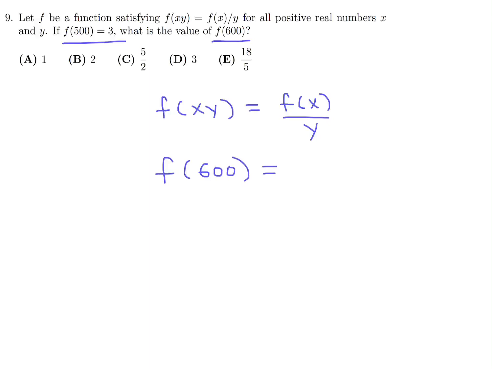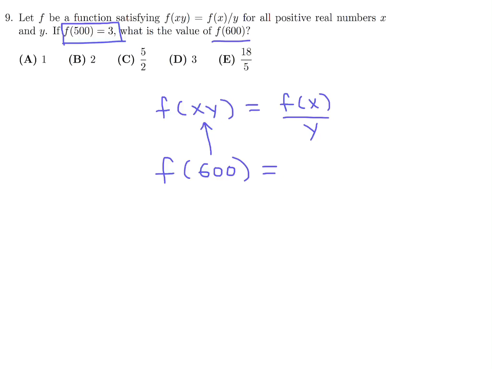Now, 600 is representing x times y. So we have to first break up 600 into two numbers that when multiplied equals 600. Now, which two numbers? There's so many choices, right? 100 times 6, 50 times 12, and so on. But we don't have much information. The only thing they've given us is f of 500 is equal to 3.